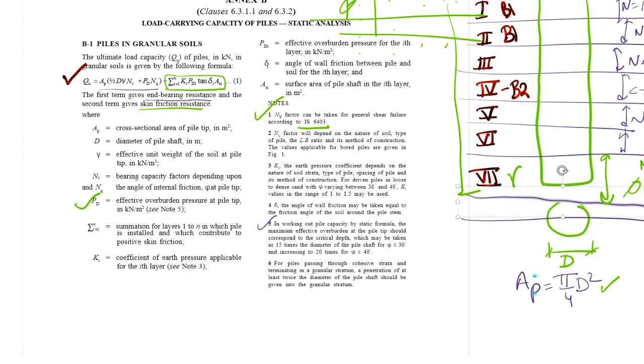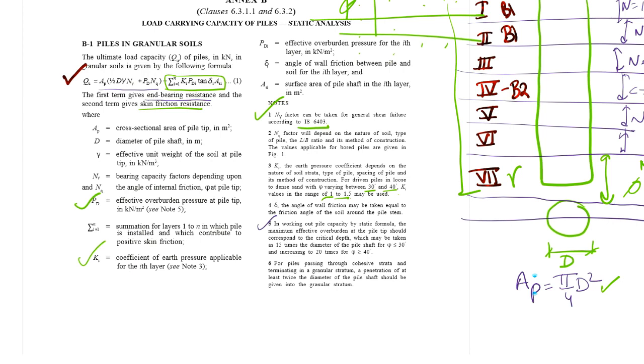What is Ki? For Ki, we need to read this coefficient of earth pressure applicable for the ith layer. See note number 3. So Ki value is given as 1 to 1.5 based on your phi value, 30 to 40 degrees. If your phi is 30, Ki is 1. If your phi is 40 degrees, Ki is 1.5. This value will depend on layer to layer. Wherever phi values are given for the sandy soils or the mixed soils, you will interpolate your Ki values based on your phi values between 1 to 1.5.